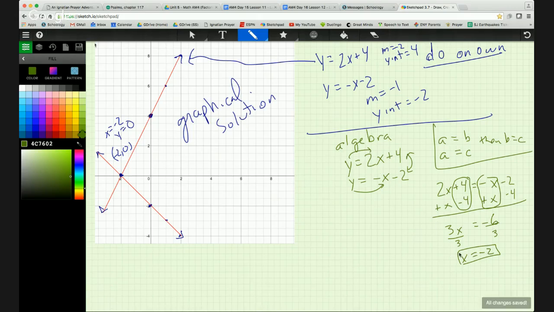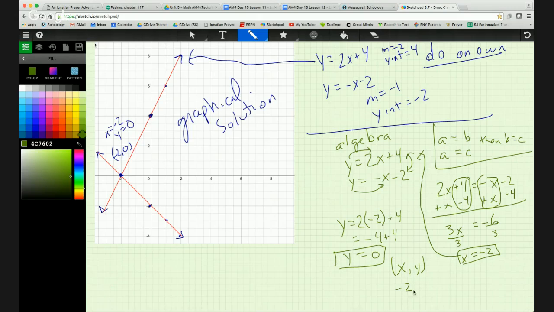And how do we find y? Well, we have to go back into either one of our equations. We'll go to the first one and say y equals 2x plus 4, but x is -2. So we'll say 2 times -2 plus 4. Y equals -4 plus 4, which equals 0. So y equals 0. So our point, x comma y, is (-2, 0).